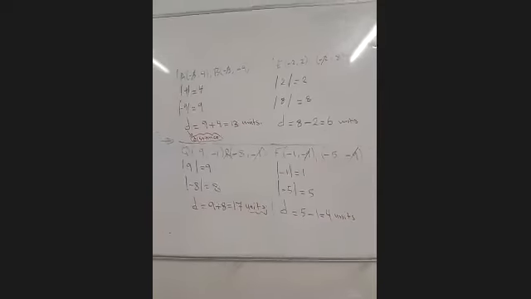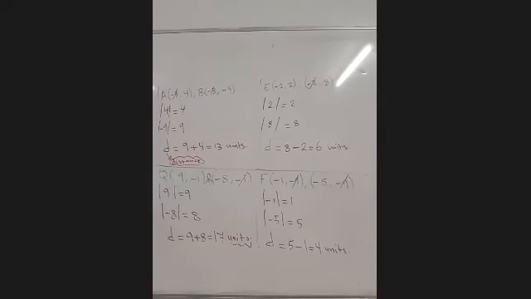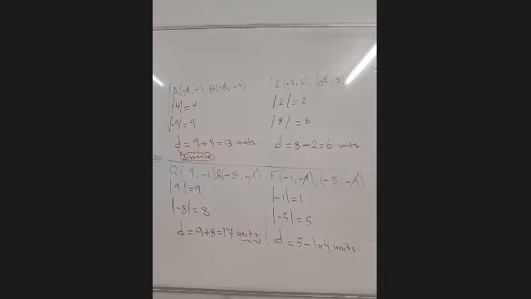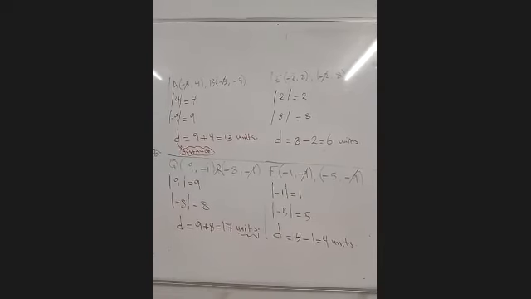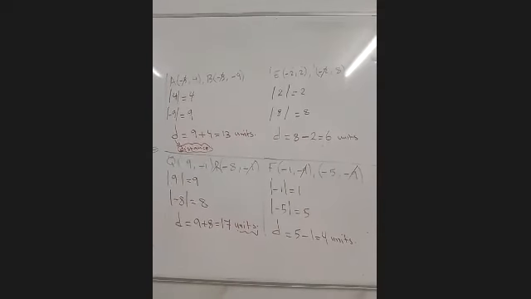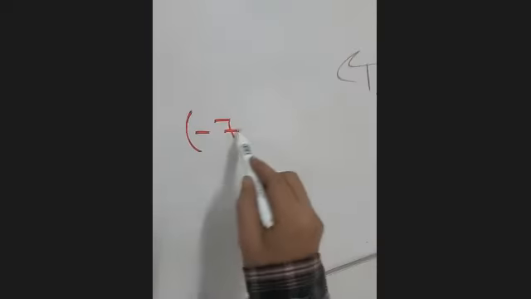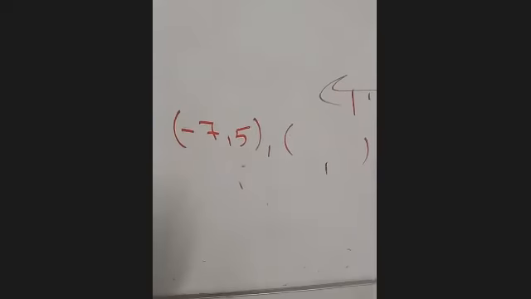Yes, Mr. Let's go back to our idea, guys. Do you understand, Mr. Badr? Yes, I understand everything. But, Mr., I have a question. What? If you have a point called F with negative 7 and 5, and the other point G with negative 7 and 6.